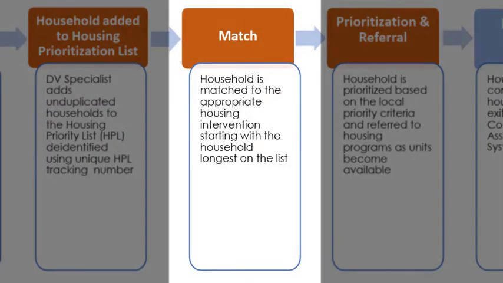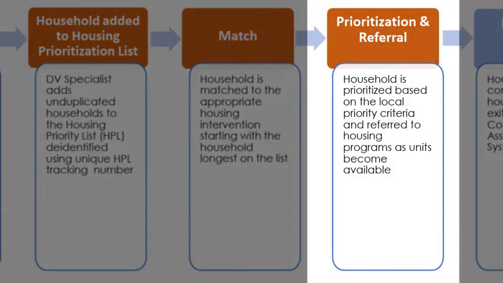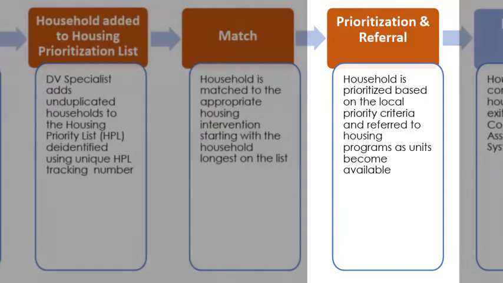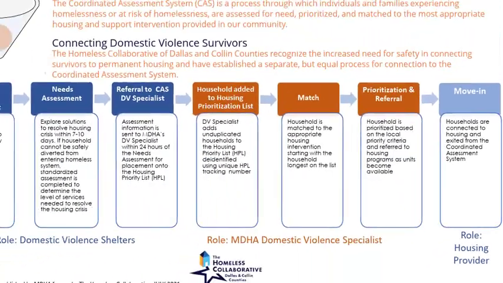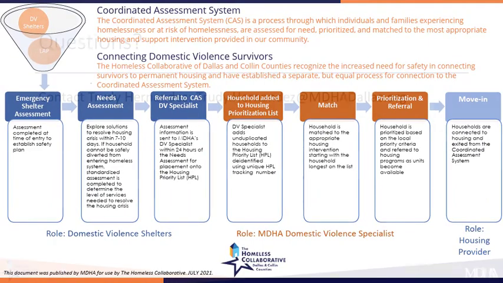The client will be matched to interventions through our community's established match process and prioritized based on the community's current priority criteria, which may shift with real-time initiatives, surges in funding, or availability of community housing resources. Finally, the client is referred to a housing provider with the most appropriate available unit identified for the household. Once the client is connected to that provider and enrolled in their program, the client is exited from CAS. This concludes the DV CAS process for our community.